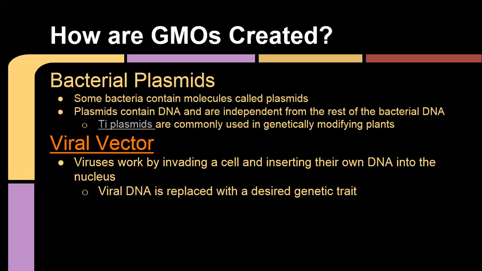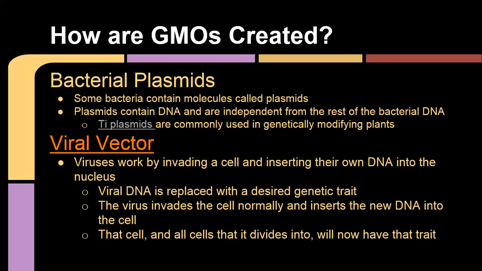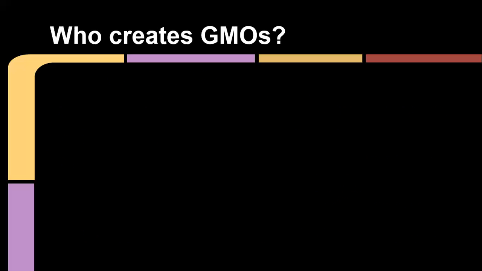Then the virus invades the cell normally, but the DNA that is used to reprogram the cell imparts the characteristic desired by the scientist rather than propagate the virus. Now that its DNA has been altered, that cell and all cells that it gives rise to through normal cell division will now possess the desired trait.